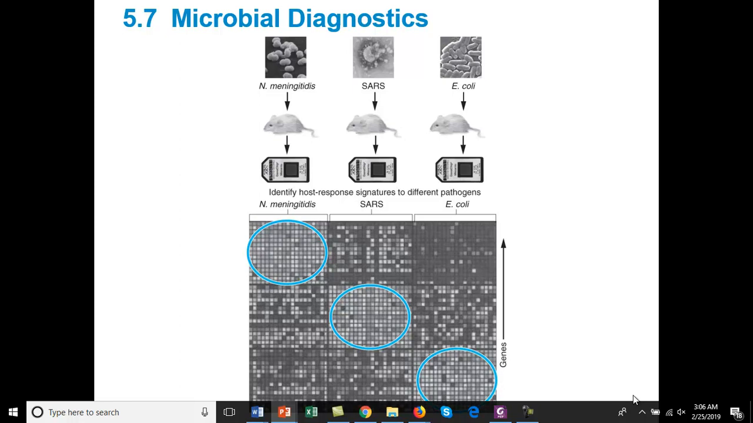Other chips can look at host responses to different pathogens. Here is a microbial diagnostic chip that looks at the mouse response to Neisseria meningitidis, which causes one of the forms of meningitis, SARS, and also E. coli. And you can see the different genes that light up. If it were in color, upregulated genes would be in green, downregulated genes would be in red.